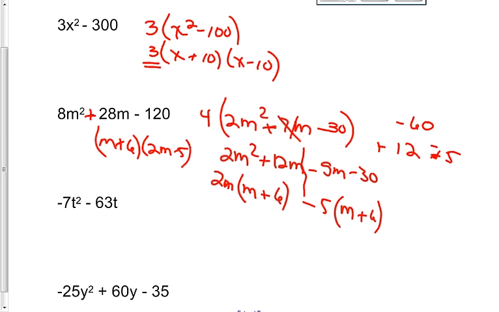And remember what it was that we took out at the very, very beginning of this? 4. Make sure you remember to put that 4 in the front of that whole thing.